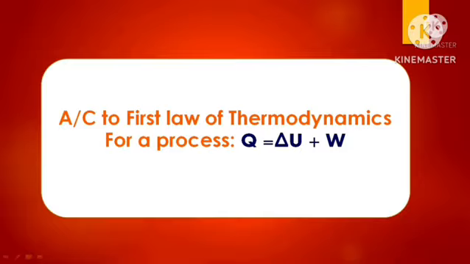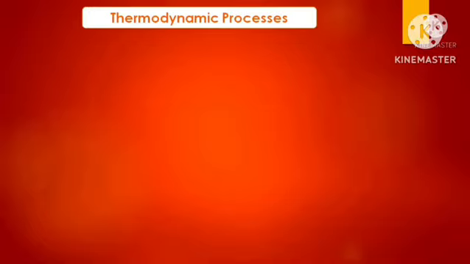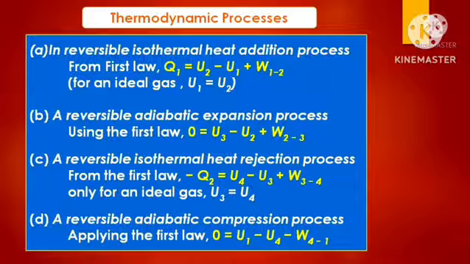According to the first law of thermodynamics, for any process, Q is equal to delta U plus W. Q means heat transfer, delta U means change in internal energy, and W means work. So net heat transfer is equal to the sum of change in internal energy plus work done. Let us apply the above equation for all the thermodynamic processes individually.